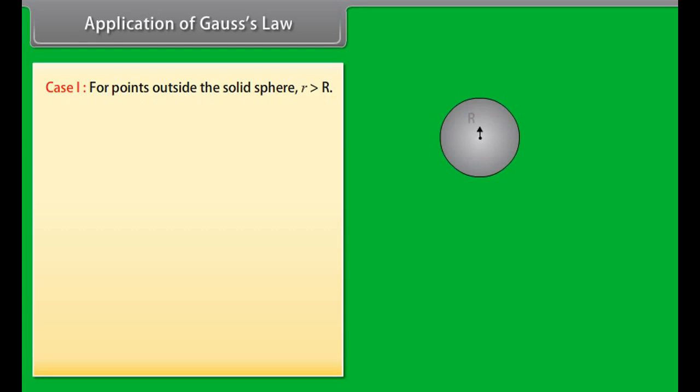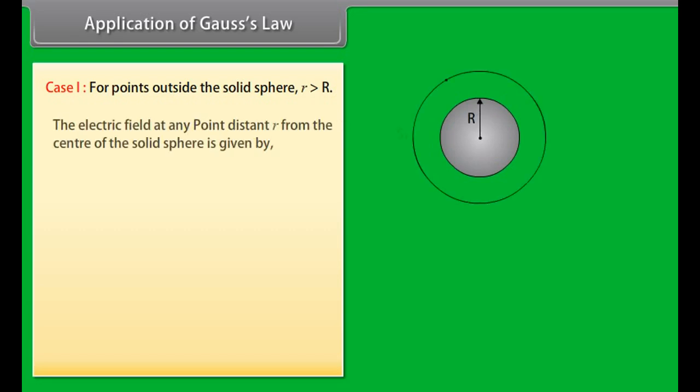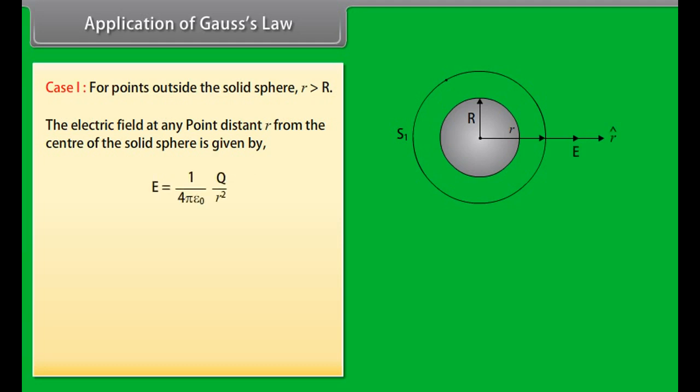Case 1. For points outside the solid sphere, r is greater than R. The electric field at any point distant r from the center of the solid sphere is equal to 1 upon 4 pi epsilon naught multiplied by Q upon r square.